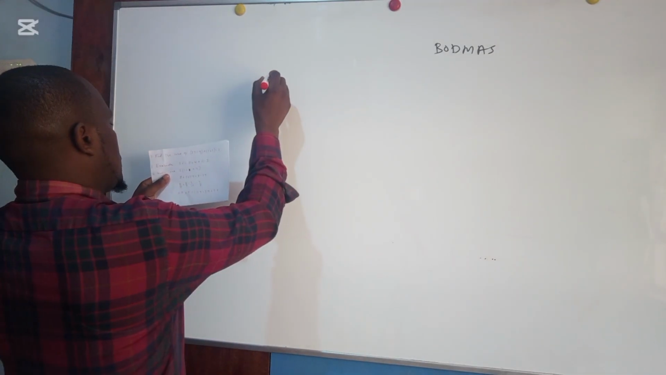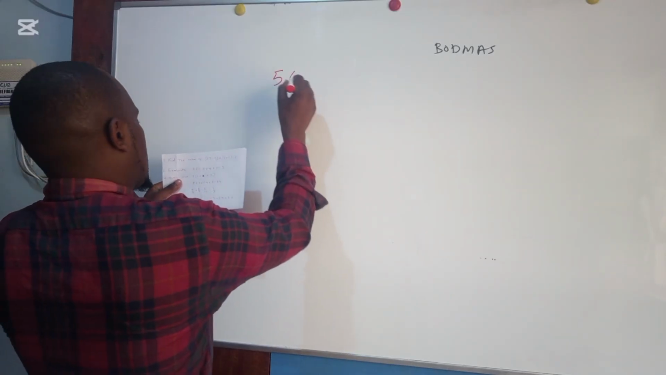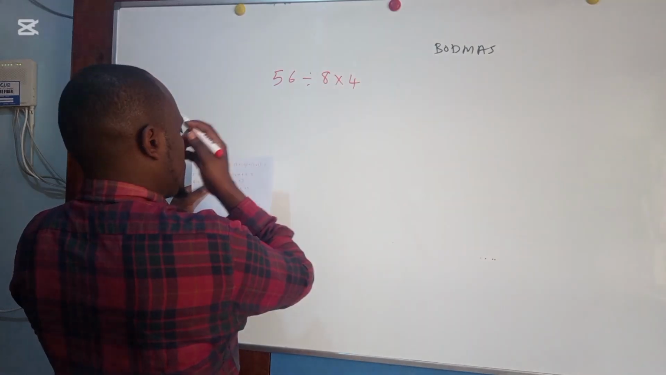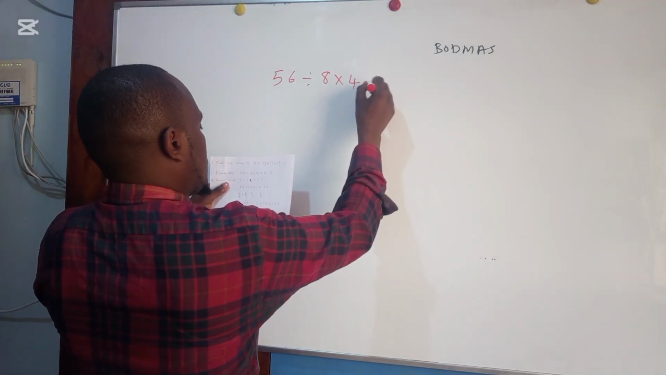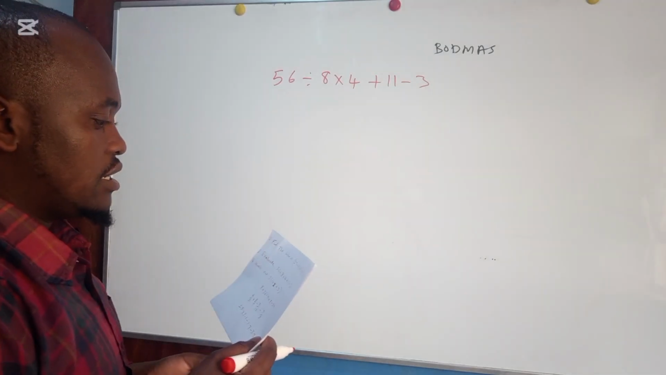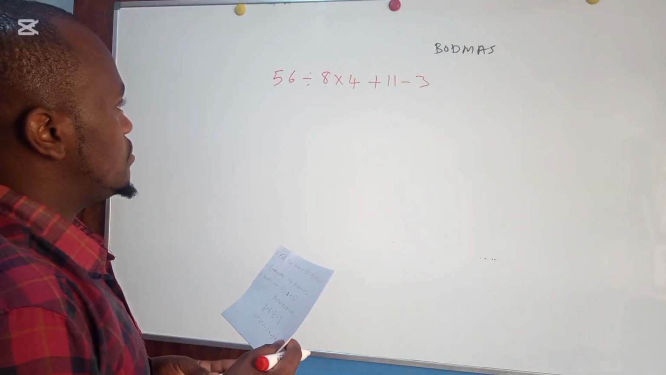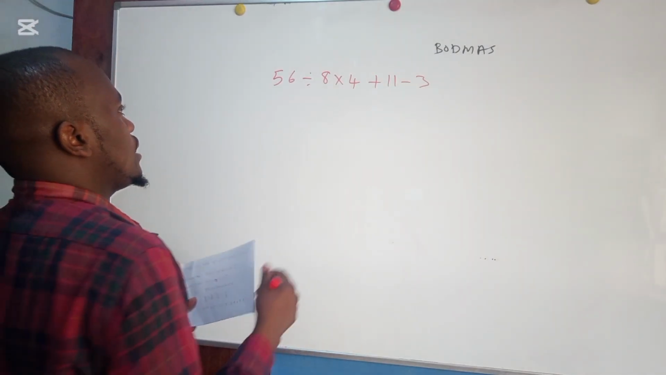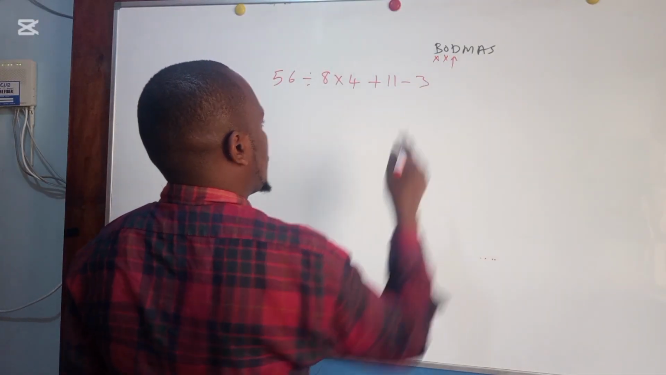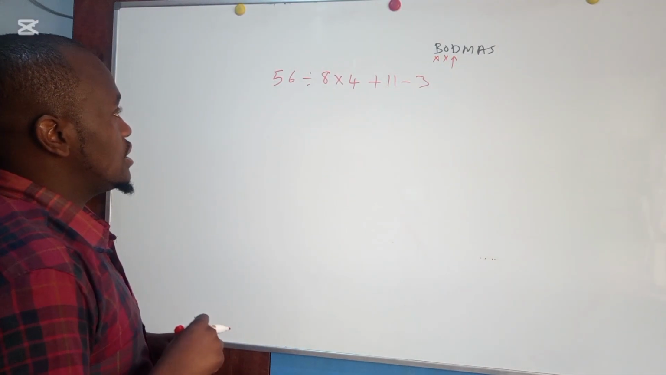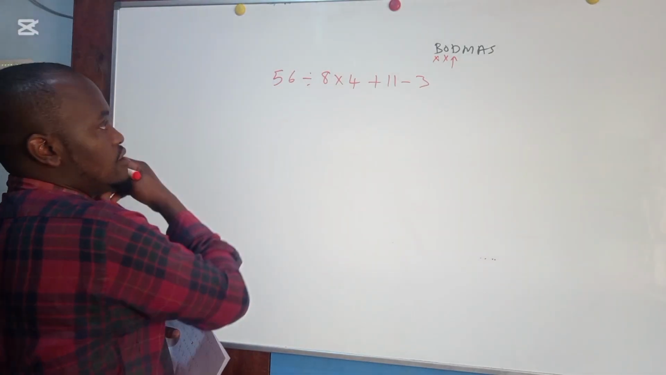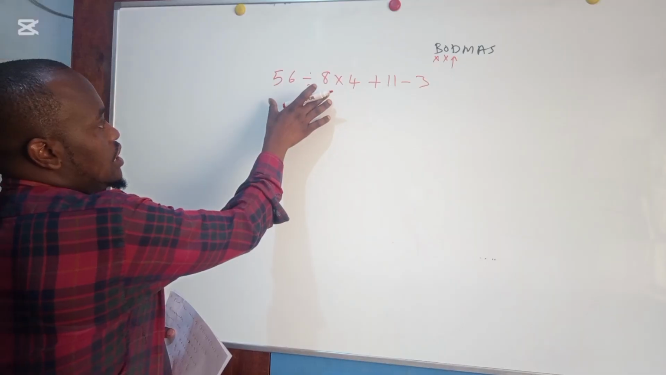56 divided by 8 times 4 plus 11 minus 3. There is no brackets, there is no of, but there is division. So what I'm saying is that division has started. This question is pretty easy.